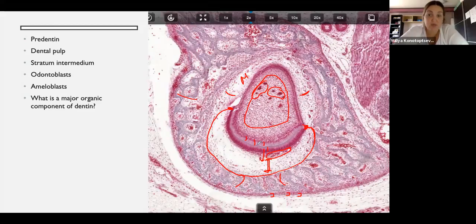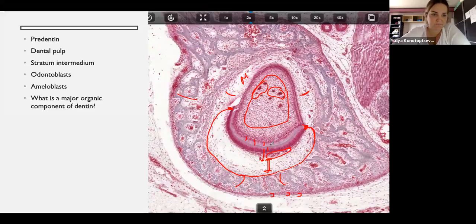What we can see here is a true blue line. This is predentin. You can see that it is on the surface of the odontoblast. It has lots of organic component, which is collagen type 1. This collagen type 1 is nicely stained with the azan. The blue line is very visible, so this blue line right here is your predentin.